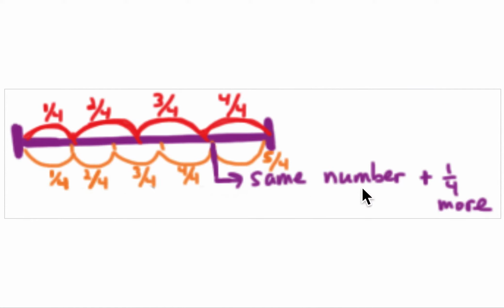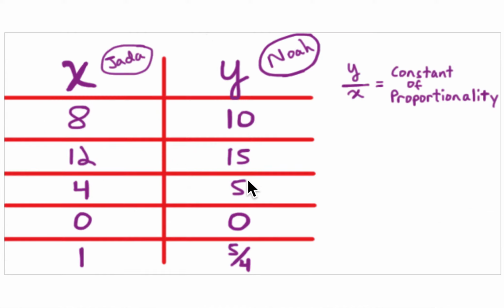So once again, here's the visual picture that you have in your head. Number of steps that Noah takes, that's more. He takes 5 steps for every 4 steps that Jada takes. So to walk that same distance, Jada takes 4 steps and Noah takes 1/4 more than that number of steps.